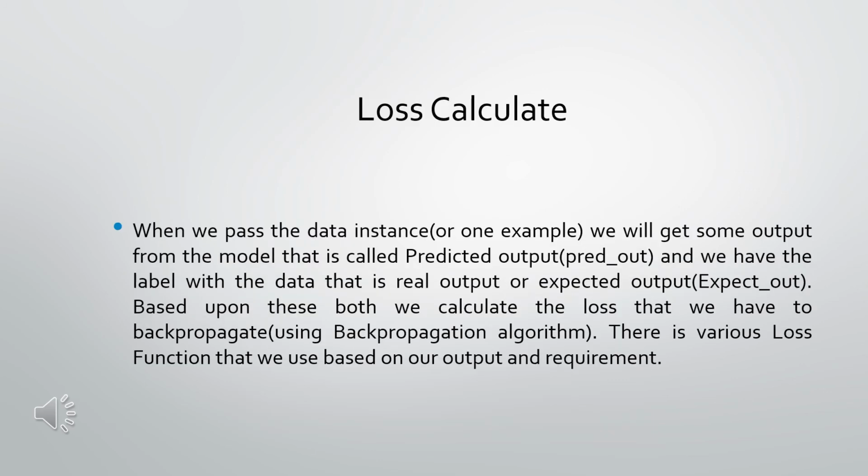Next step, we have the loss calculation. When we pass the data instance, we get some output from the model that is called the predicted output, and we have the label with the data that is the real or expected output. Based upon these two, we calculate the loss that we have to backpropagate using the backpropagation algorithm. There are various loss functions that we use based on our output and requirement.